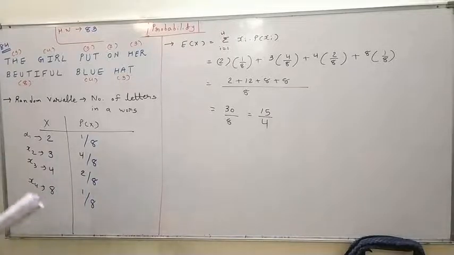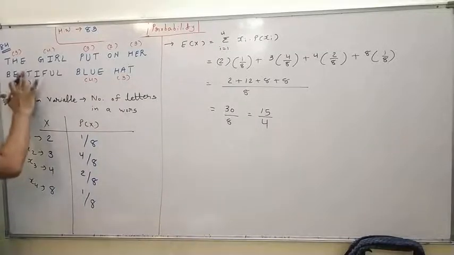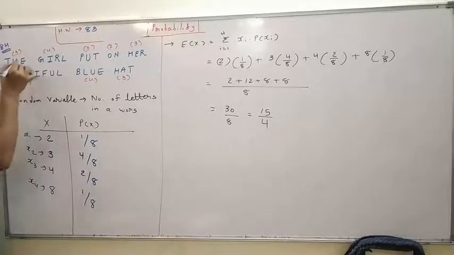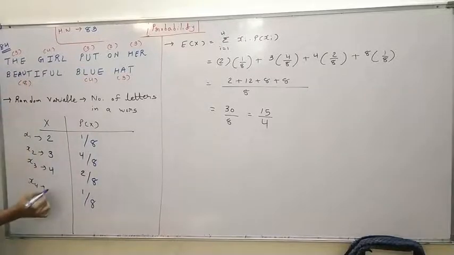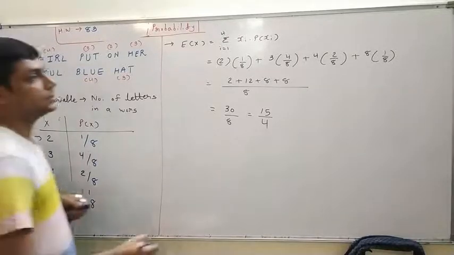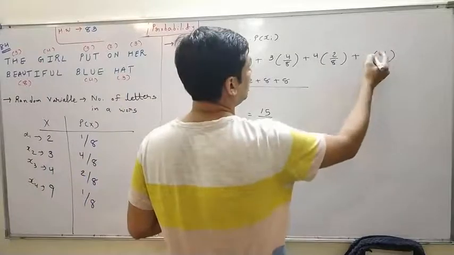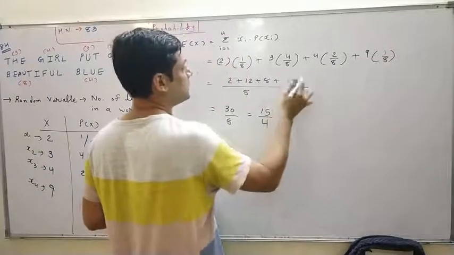The sentence: the girl put on her beautiful. Oh, there was a spelling mistake. B-E-A-U. Okay, so here it is 9. So here it is 9. 9 into 1 by 8. So that is 9.